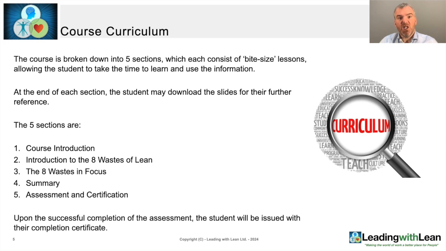So in this course, we've broken it down into 5 sections. The first section is this course introduction. The second section is when we give you an introduction to the 8 Ways of Lean, that general overview. In the third section, we're going to actually get into the 8 ways in focus before summarising at section 4. And then in section 5, we'll give you an assessment, which you shouldn't be worried about. It's really about consolidating your learning, and provided you've watched all the videos, you've engaged with the downloaded content, the assessment shouldn't be a barrier to you passing this successfully. And then we'll certify you, we'll give you a certification to show that you've successfully completed the course.